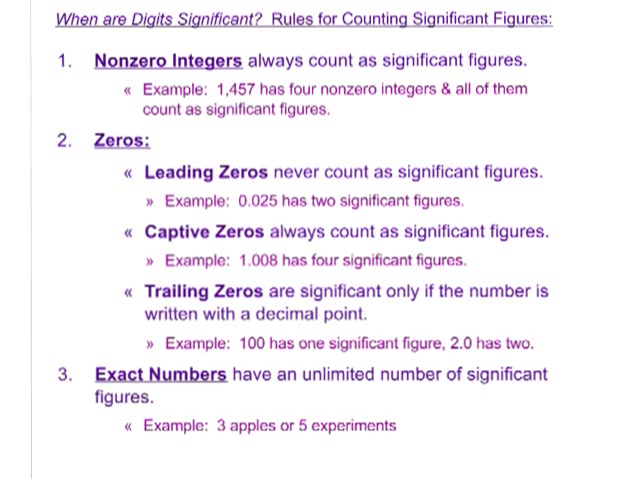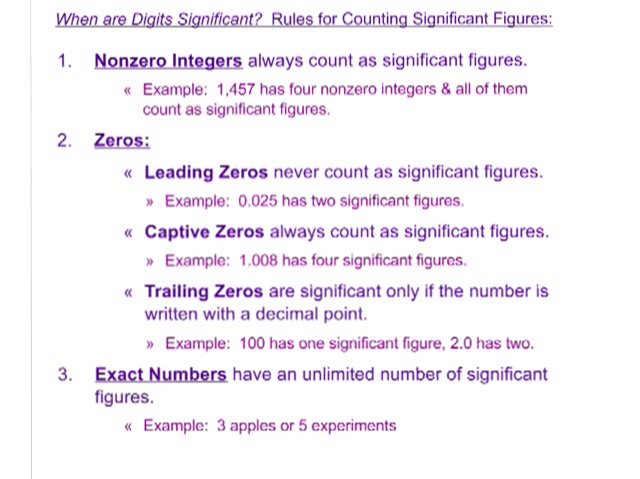Now let's look at captive zeros. They are zeros in between non-zero integers. They always count as significant figures. Here's an example. 1.008 has 4 significant figures because those 2 captive zeros count as a significant figure each.